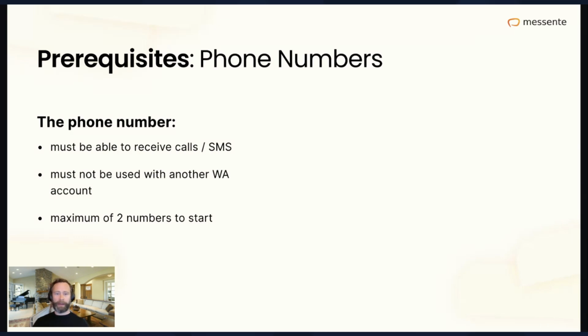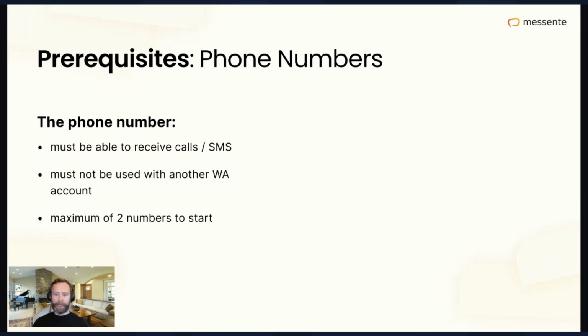So if maybe you're already using a WhatsApp business app, or you've got a personal business number that has a WhatsApp account to it, unfortunately, you can't use those. You need a clean number that isn't yet associated with any WhatsApp account. If you're using WhatsApp Business Platform, so the API with another provider, and you want to move that to Messente, that's fine. You can do the migration and move it across, but it just can't be in two places at once.